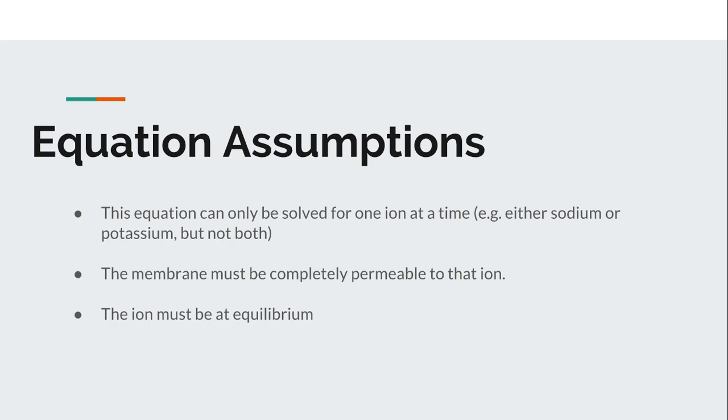Those assumptions are: first of all, this equation can only be solved for one ion at a time, either sodium or potassium, but not both. The membrane must be completely permeable to that ion. Finally, the ion must be at equilibrium.